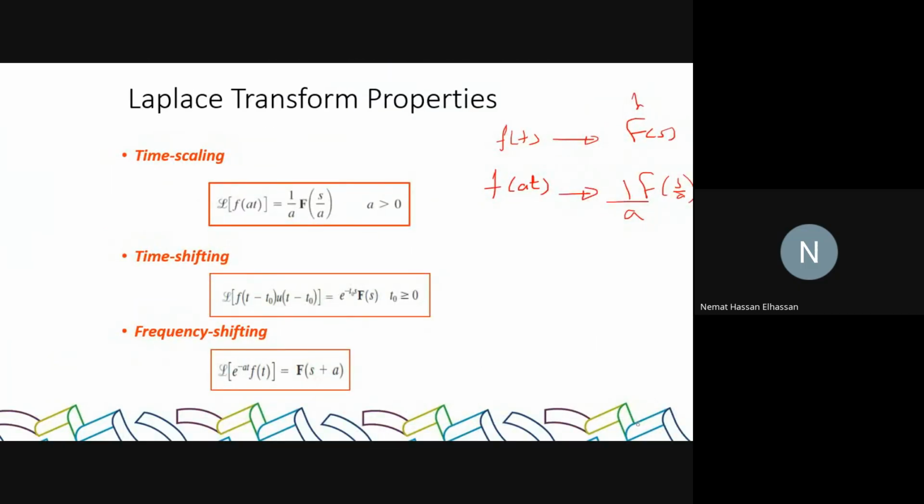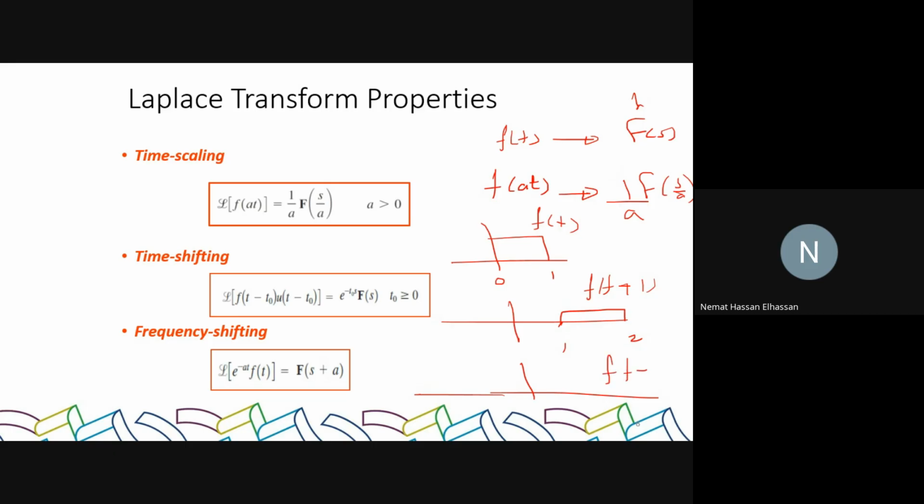Another property is time shifting. So what does time shifting mean? This starts from 0 to 1. This is f of t. Time shifting means instead of f of t, you'll have f of t plus 1, which means instead of starting at 0, start at 1. You shifted it in time. Or you can have f of t minus 1. To start from minus 1 to 0. Make sense? So this is called time shifting.